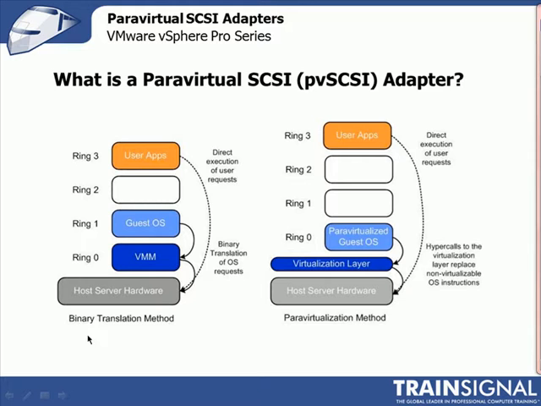This diagram depicts the normal binary translation method that is used by the LSI Logic and Bus Logic storage adapters, and the method used by the paravirtual SCSI adapter. The binary translation method has the guest OS in the non-privileged CPU ring 1, and all calls to the storage adapter must go through ring 0, where the virtual machine monitor resides, which results in an extra layer that must be traveled through and a slight I/O penalty. With the paravirtualization method, the adapter resides in ring 0, where the virtualization layer is, and can directly access the hardware without the need for translation, which results in better performance.